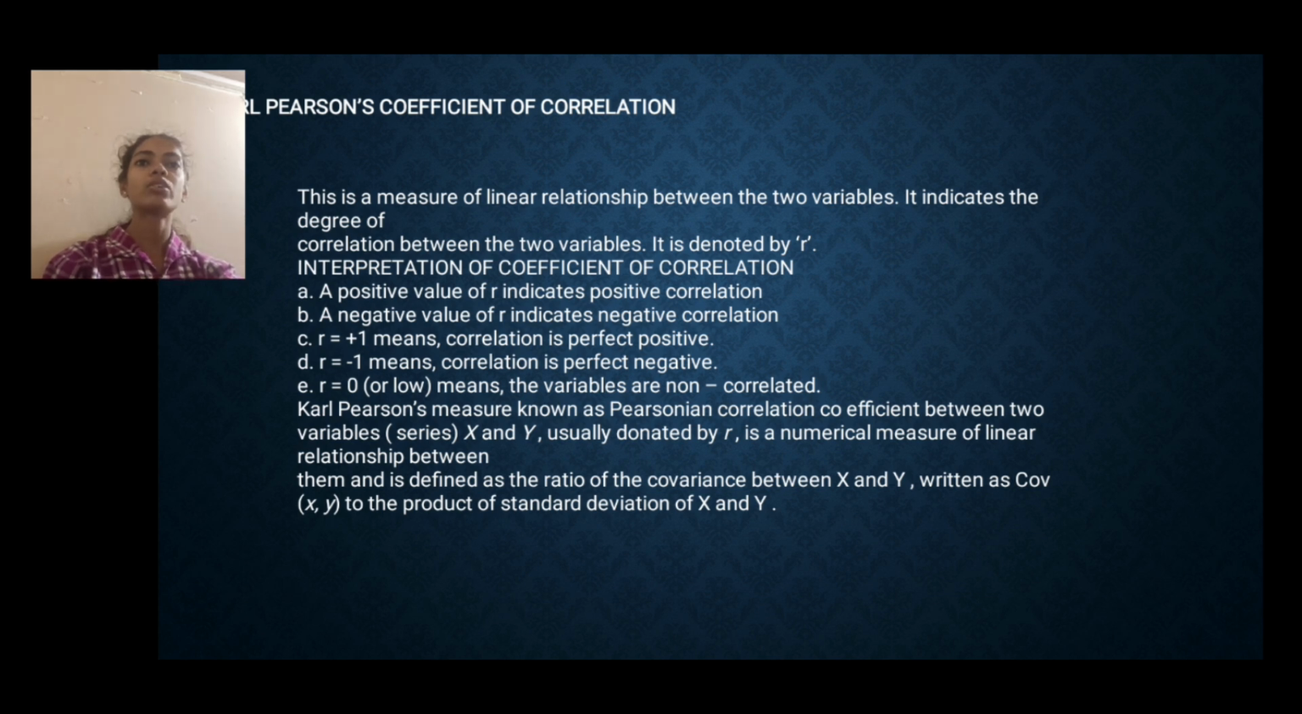Karl Pearson's measure, known as Pearson's correlation coefficient between two variables x and y, usually denoted by r, is a numerical measure of linear relationship between them and is defined as the ratio of the covariance between x and y, written as covariance xy, to the product of the standard deviations of x and y.